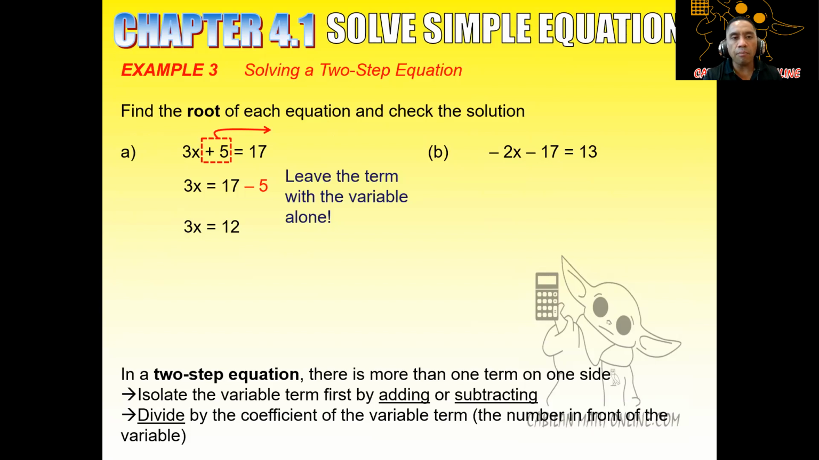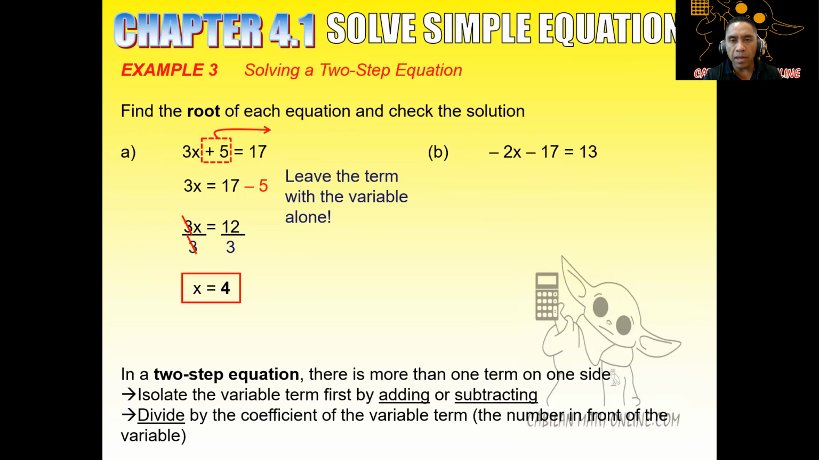In the next part over here, we now need to isolate the x. Now remember that the 3 and the x here are grouped together by multiplication. So what we need to do here is divide both sides by 3, and that'll give us an answer of x is equal to 4.